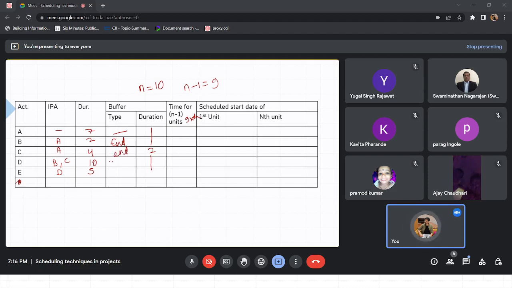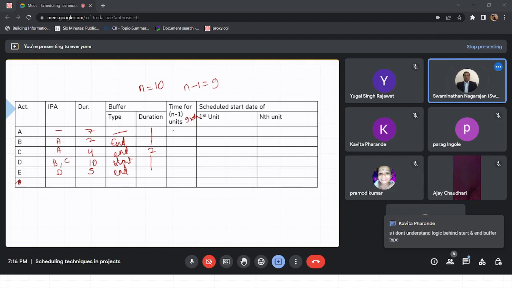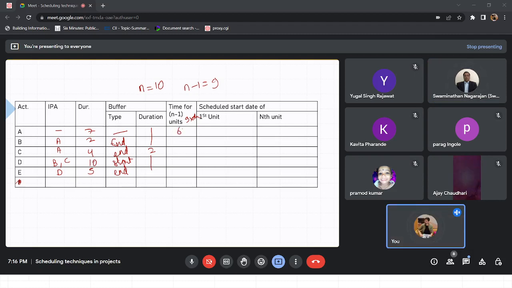Again, I am writing end. For C, we won't be comparing it with B, but with its IPA, that is A. So 7 and 4, again end type buffer. For D, 10 and C, because C is on the critical path we saw, that becomes a start type buffer. And for E, it becomes an end type buffer. Now calculating this will help us in filling the table ahead.